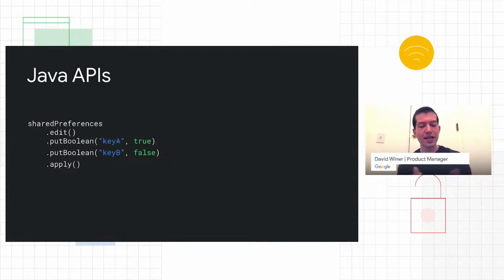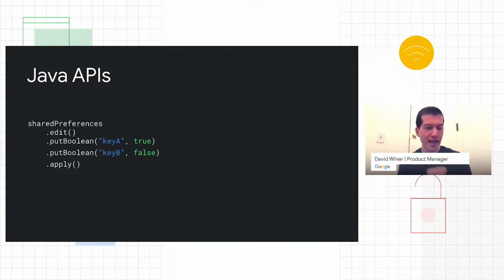So I want to explain an example of how we address this, and then show you how this has trickled down through the entire Android API ecosystem. So this is an example of a Java API. It's the SharedPreferences class. This is a class that helps you store user preferences in key value pairs.